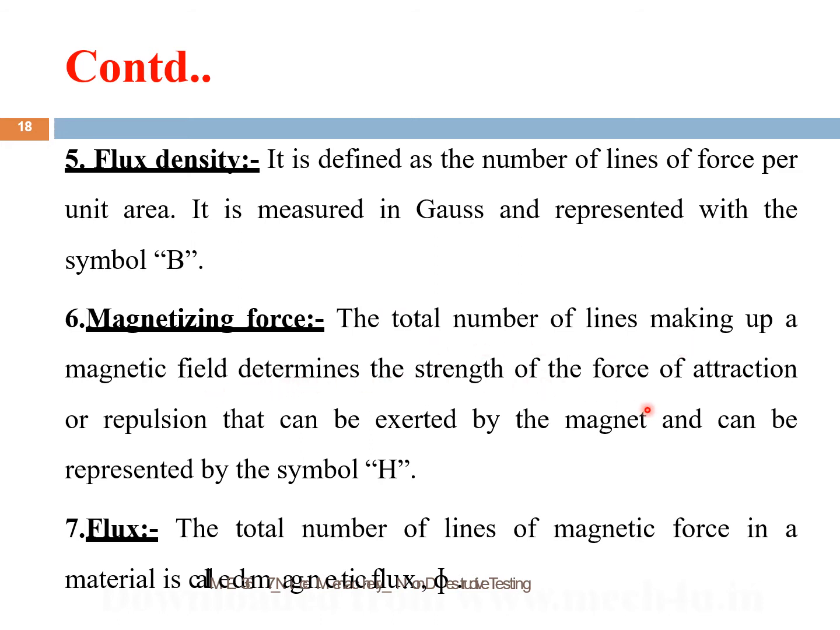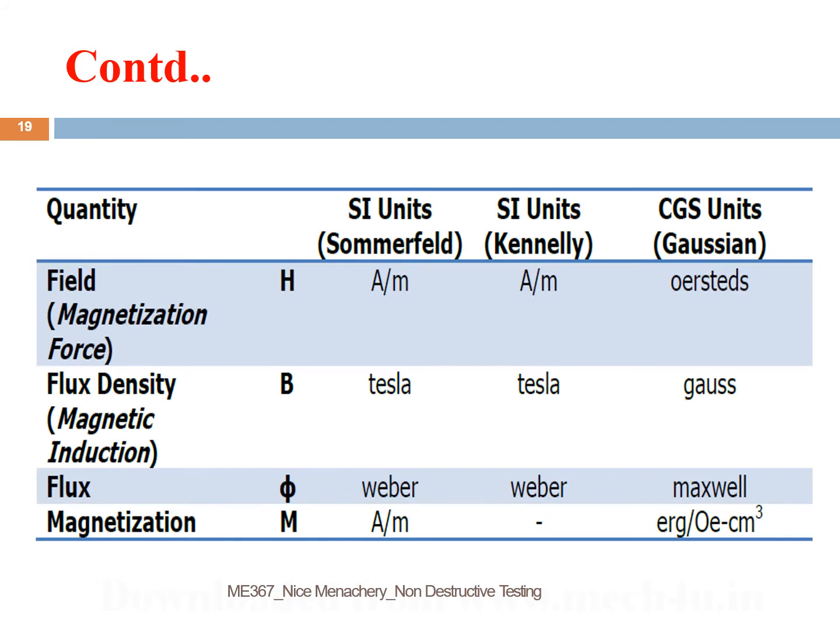This determines the strength of the force of attraction or repulsion that is exerted by the magnet and can be represented by H. Now, these are the different units that you can see here. The units for magnetizing force, for flux density, for flux and magnetization. It's given in the SI, Sommerfeld, SI Kennelly system, and also the CGS unit system.